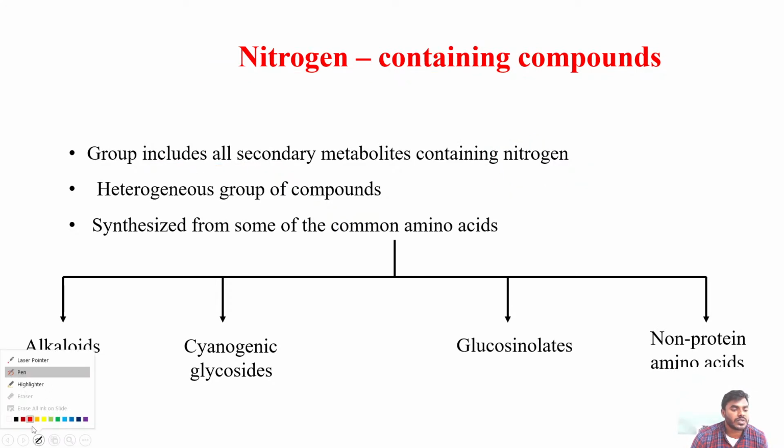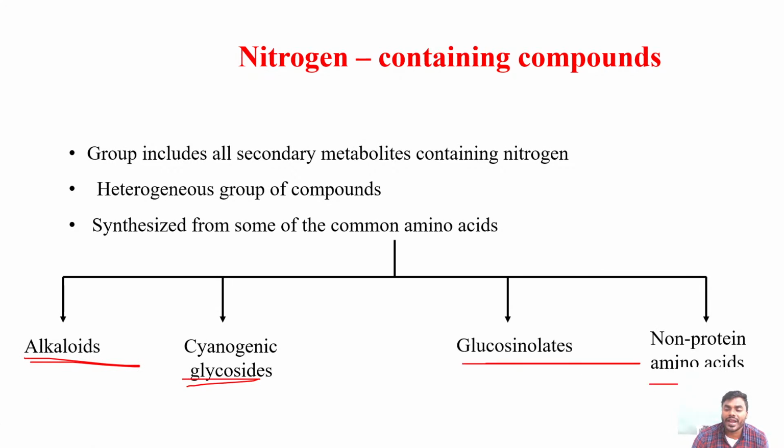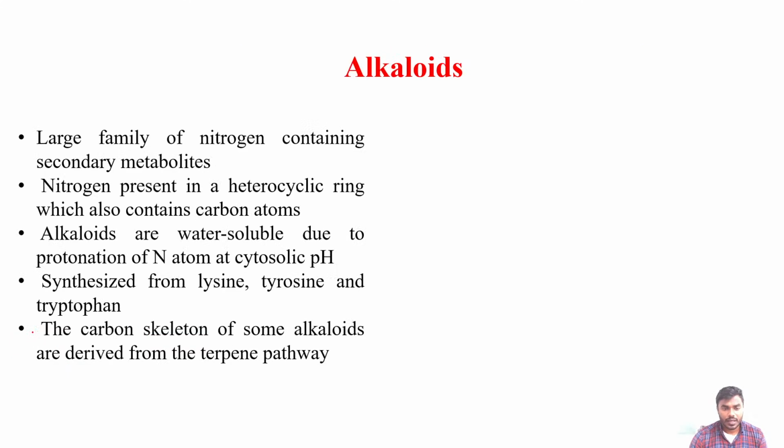What are the examples of nitrogen containing compounds? Alkaloids, cyanogenic glycosides, glucosinolates, as well as, my friends, non-protein amino acids. Do not get confused with these statements. You have to remember the four. Okay, I will explain one by one, easily and elaborately.